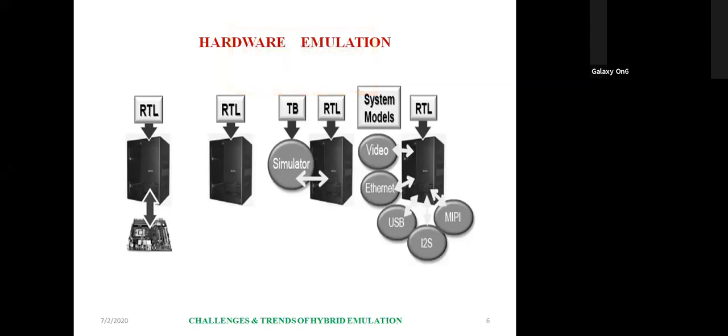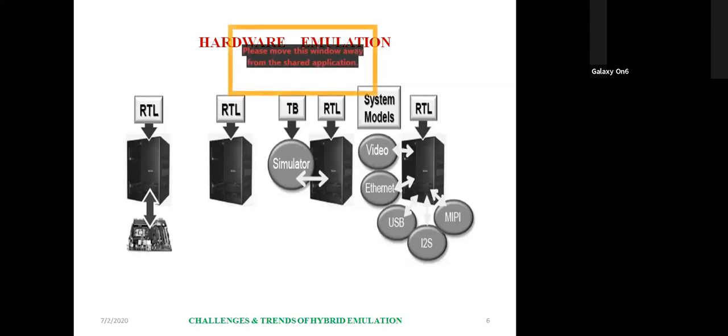Next, here we can see a lot of system modules, like how the peripherals interact with your FPGA: all the system modules, your customized video, audio, Ethernet, USB, I2C, MIPI, all interact with your FPGA prototyping platform, or your emulator. So this is what we call an emulation.